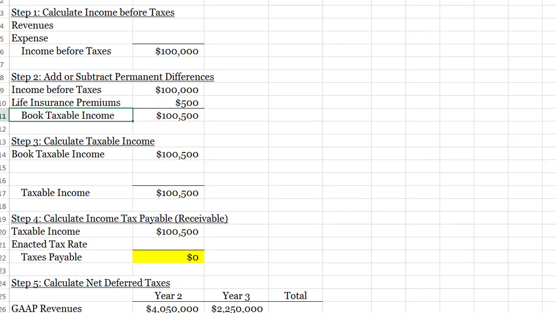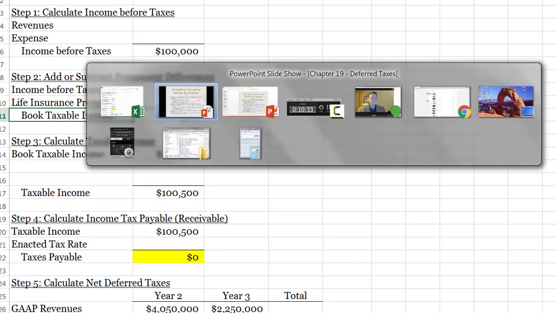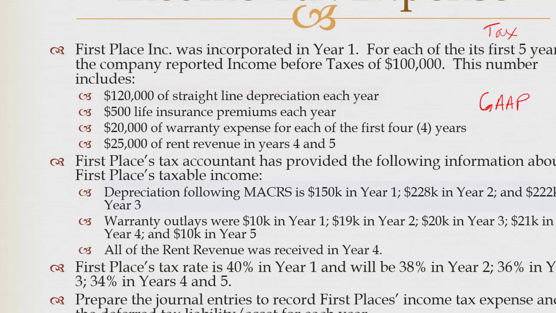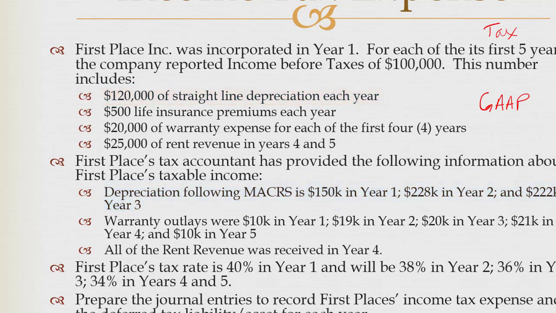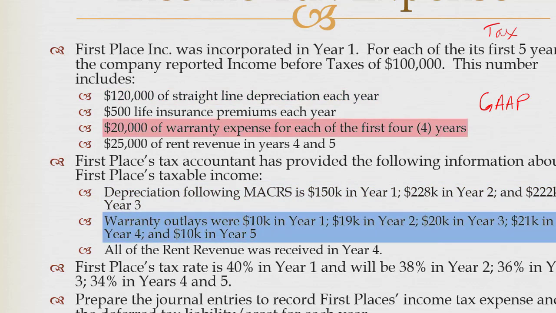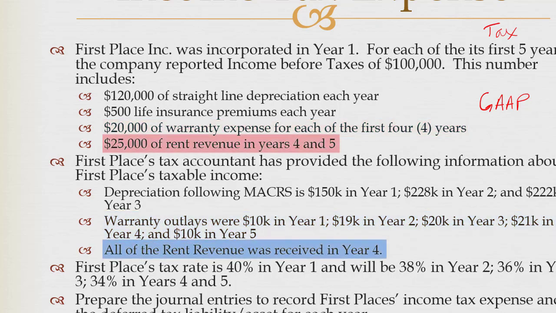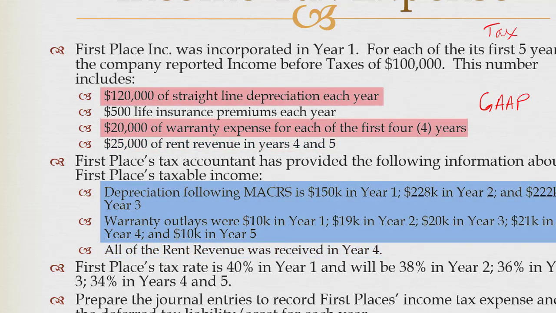Next, we need to look at our temporary differences. Now I've got 2 lines here because that's what we were using in example 2, and that's where I pulled this template from. But we need to look at our numbers and see what adjustments we need to make. So let's see here. We have depreciation each year, and it's different between year 1 GAAP and year 1 tax. We've taken care of the insurance. The warranty was for each of the first 4 years, and we've got numbers for that for years 1, 2, 3, 4, and 5. So that's an adjustment we need to take care of now in year 1. The rent revenue isn't going to happen until years 4 and 5. So for now, we're only concerned with the depreciation and the warranty.